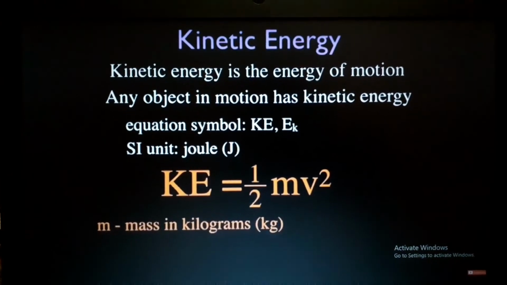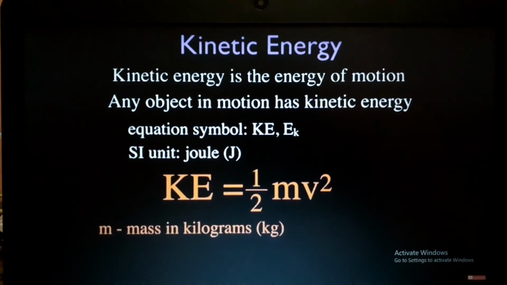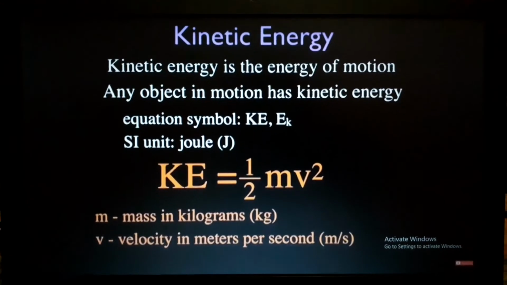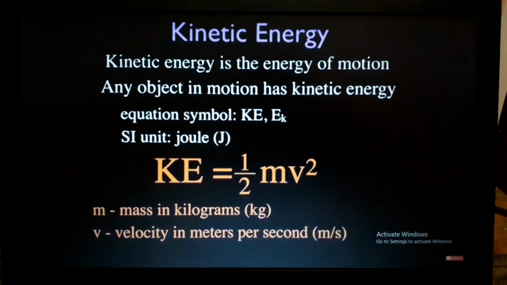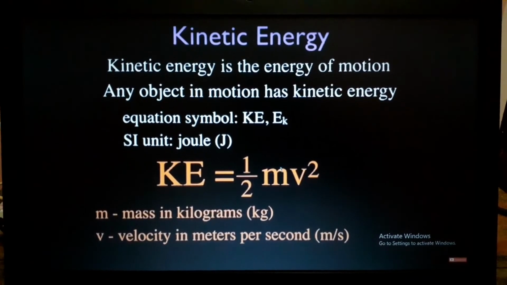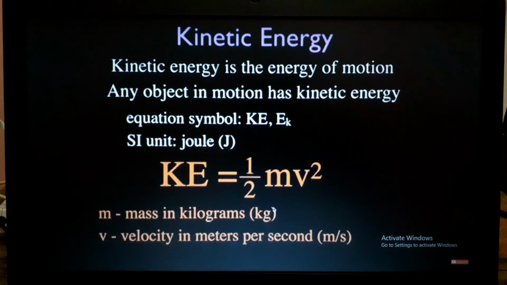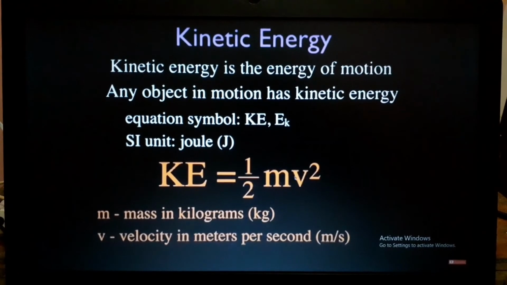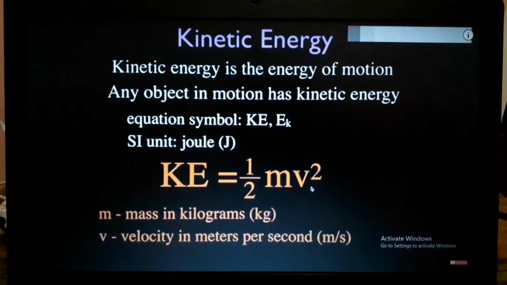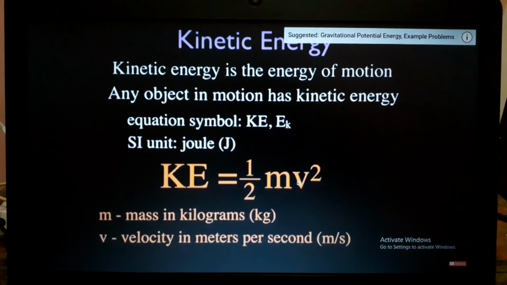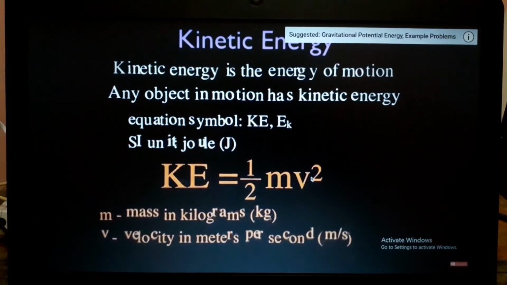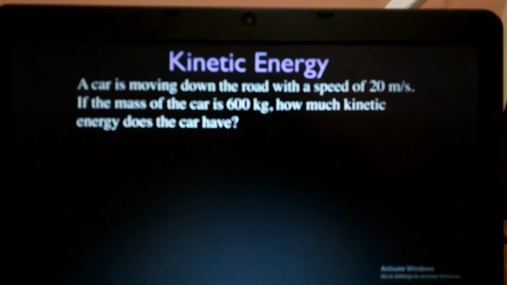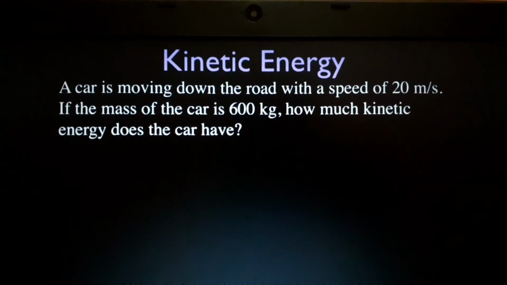M is for the mass. If it's given in grams, you have to convert first to kilograms. And don't forget the velocity needs to be in meters per second. V is velocity, meters per second. 1/2 mv squared. You can see that in order to have kinetic energy, objects have to have some motion. Sometimes we say velocity, sometimes we say speed, but technically speaking, you're supposed to say velocity. But here we go with the speed. And here's one of our examples.